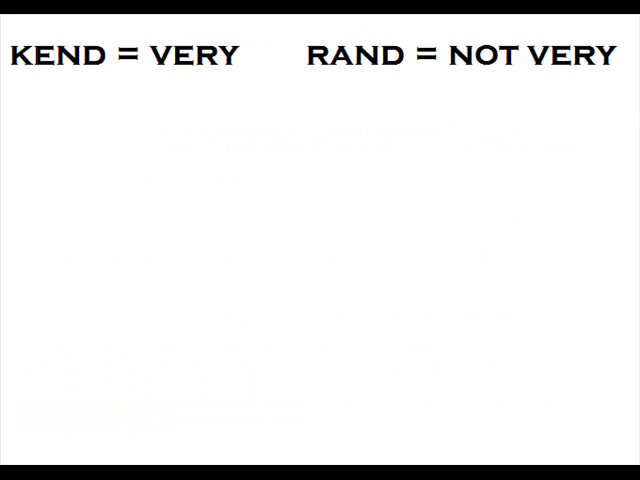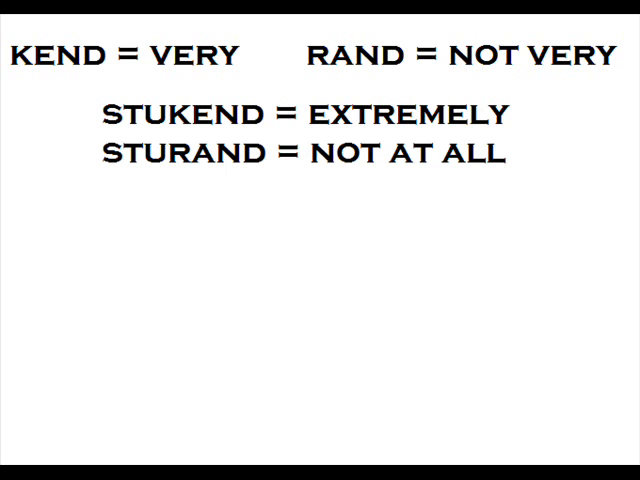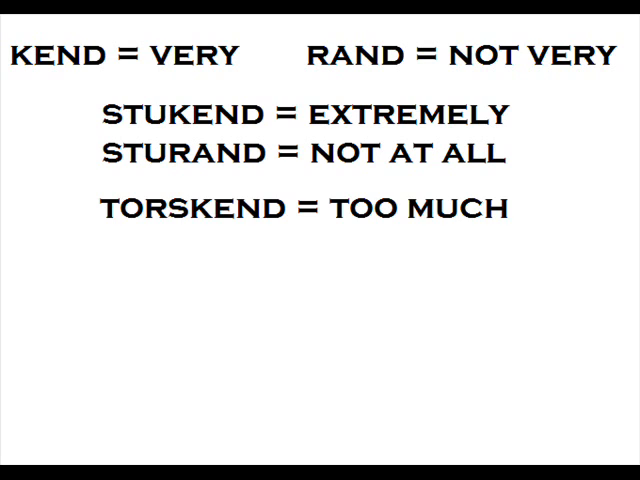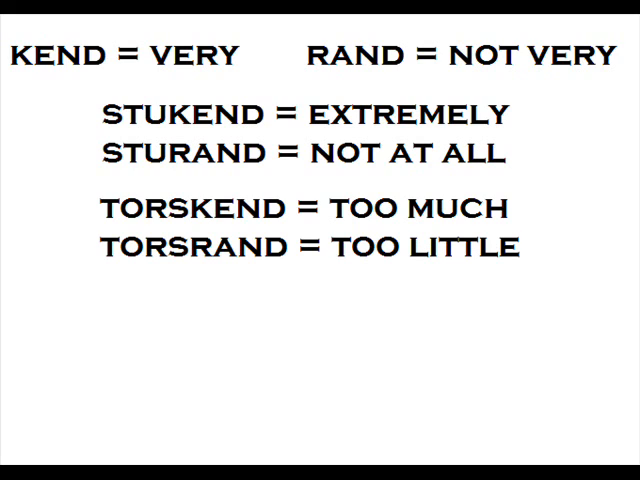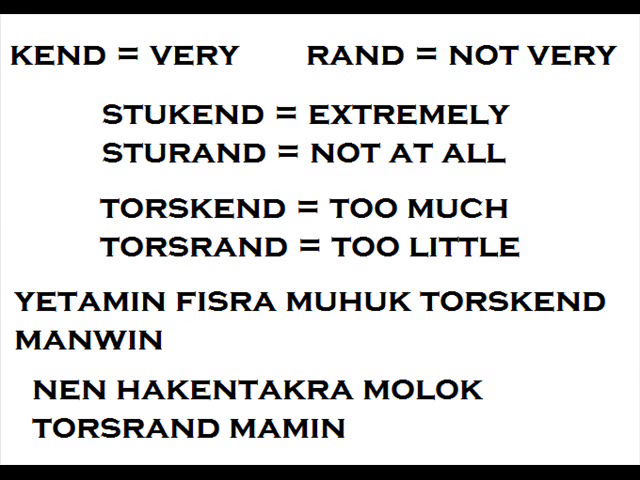You may remember the words kend, very, and rand, not very, but they also each have two other forms. They each have a more intense form, Stukend, extremely, and Sturand, not at all, and also an excessive form, Torskend, too much, and Torsrand, too little. For examples, Yetamin fisra muhuk Torskend manuin. This tree is too tall. Nen haken takra molok Torsrand mamin. The warrior wasn't fast enough.